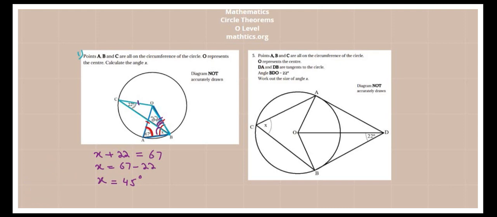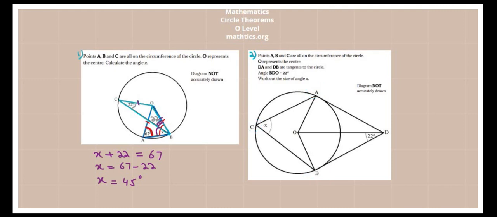And then there is the second question. This is not the correct number, but in our proper order, this is the second question. Points A, B and C are all on the circumference of the circle. Circumference is, you can say, the boundary. This point is at the circumference because it is at the boundary. This is at the boundary, this is at the boundary. So these are at the circumference.